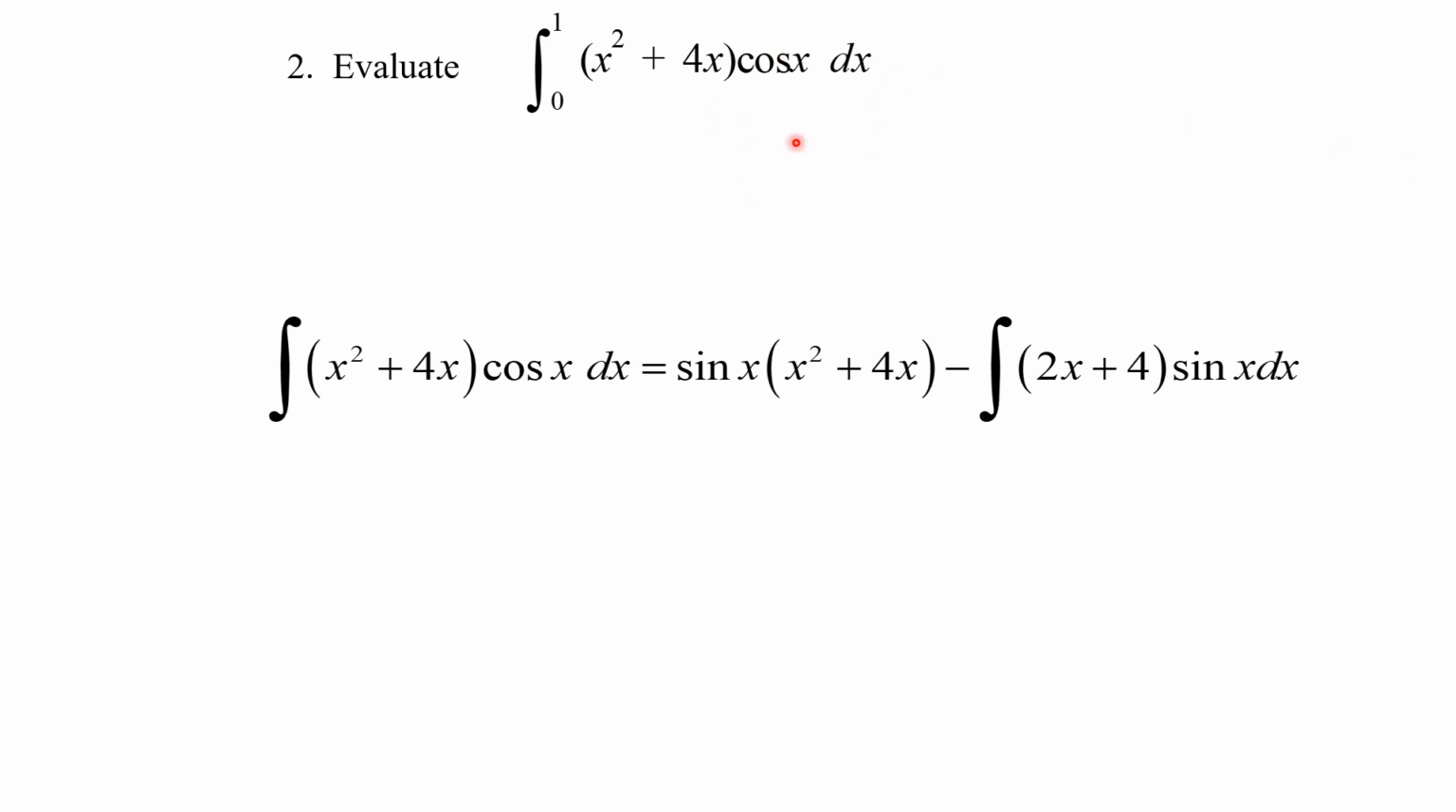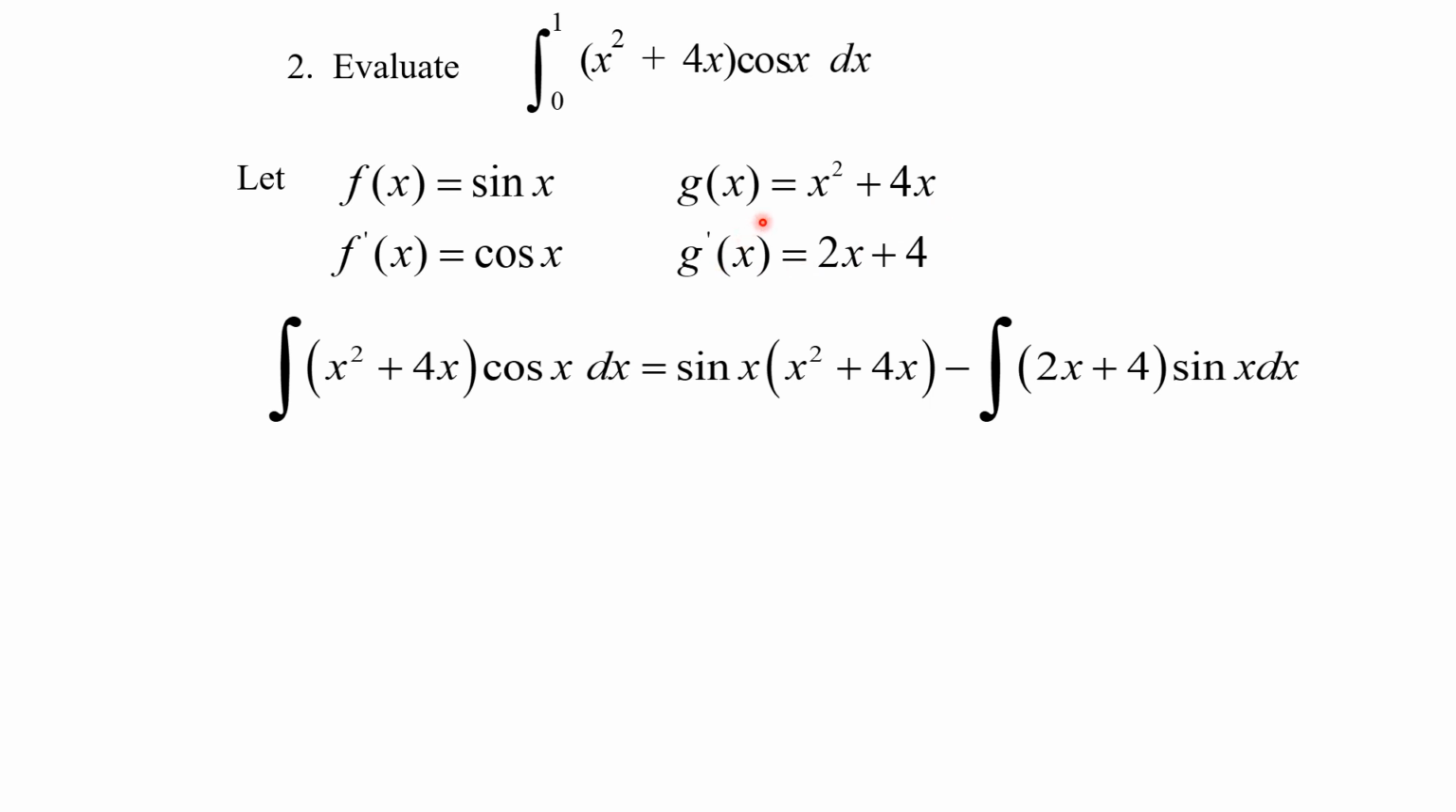So first task will be choosing your g x and your f prime x. So your g x obviously has to be your x squared plus 4x, because when you differentiate this quadratic function, it will become a simpler linear function. So therefore, g x is x squared plus 4x, and your f prime x will be cosine x. So g x is x squared plus 4x, g prime is as stated here, 2x plus 4. Your f prime is cosine x, integrating cosine x gives you sine x.